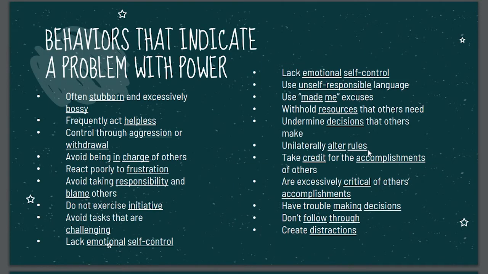So we can tell when there are issues. When we see these things, we can see that we are having a problem with power, because power in and of itself is not a negative circumstance. But when these things happen, these are power struggles. If they act helpless, if they withdraw, if they avoid being in charge of others, if they respond with frustration, if they blame, are very critical of others' accomplishments, have problems making decisions, or create distractions. These are all, at the end of the day, the thing behind the thing here: a misunderstanding of power.